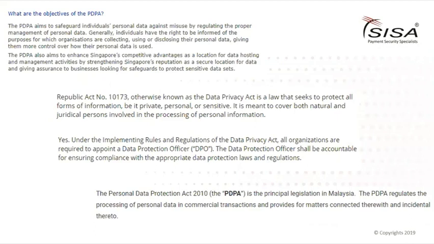And that is where they are talking about the protection of data, whether it's personal, sensitive, privileged, or any other type of data elements. That's why they are saying that this particular Data Privacy Act is meant to cover both natural and juridical persons involved in the processing of personal data. On the same front, they're also saying that a data protection officer, a DPO, is required to be appointed in all these cases, wherever you are the data controller or the data processor.